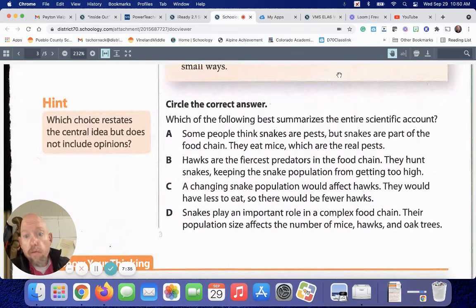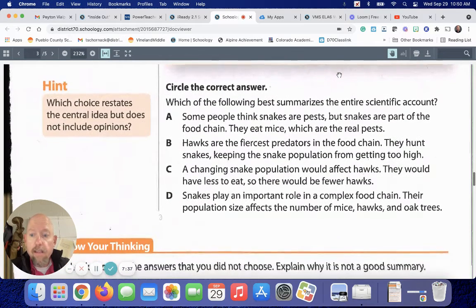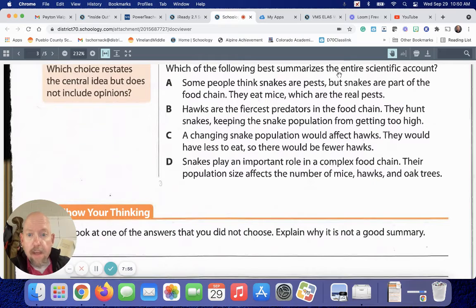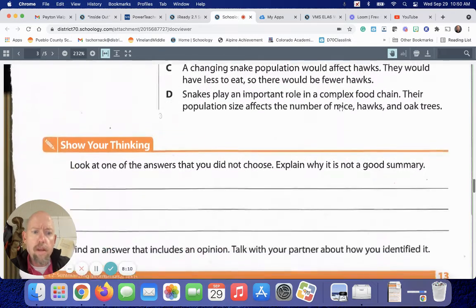So what's the summary? Which of the following best summarizes the entire scientific account? A, some people think that snakes are pests, but snakes are part of the food chain. They eat mice, which are real pests. B, hawks are the fiercest predators in the food chain. They hunt snakes, keeping the snake population from getting too high. C, a changing snake population would affect hawks. They would have less to eat, so there would be fewer hawks. D, snakes play an important role in a complex food chain. Their population size affects the number of mice, hawks, and oak trees.